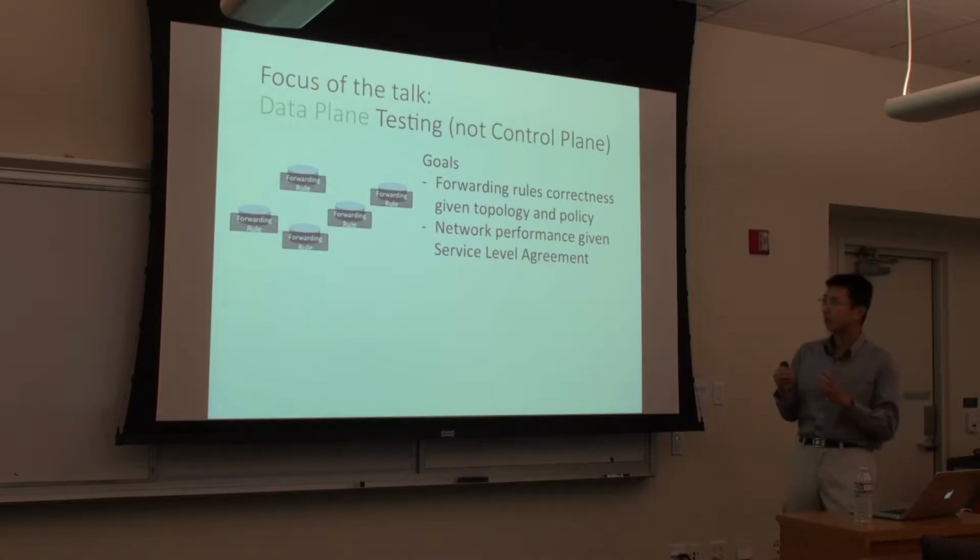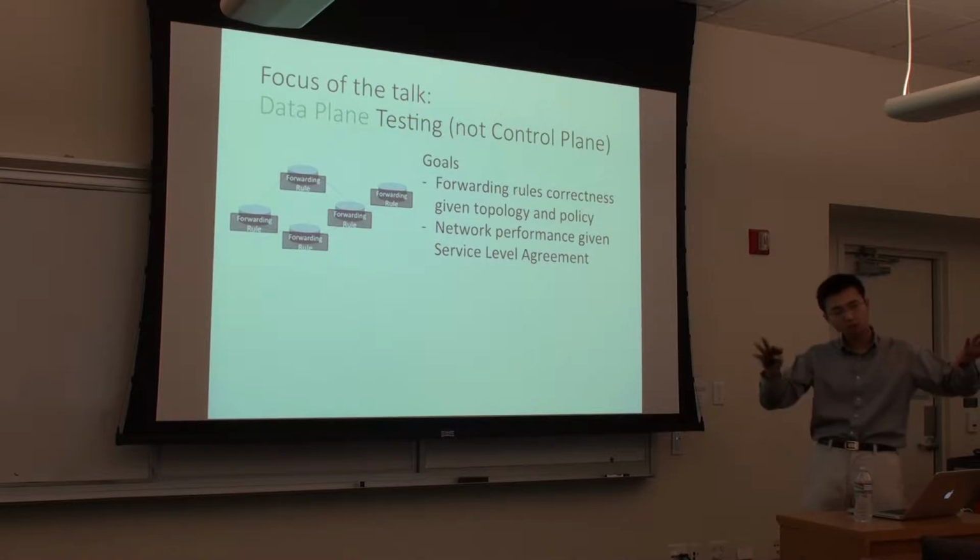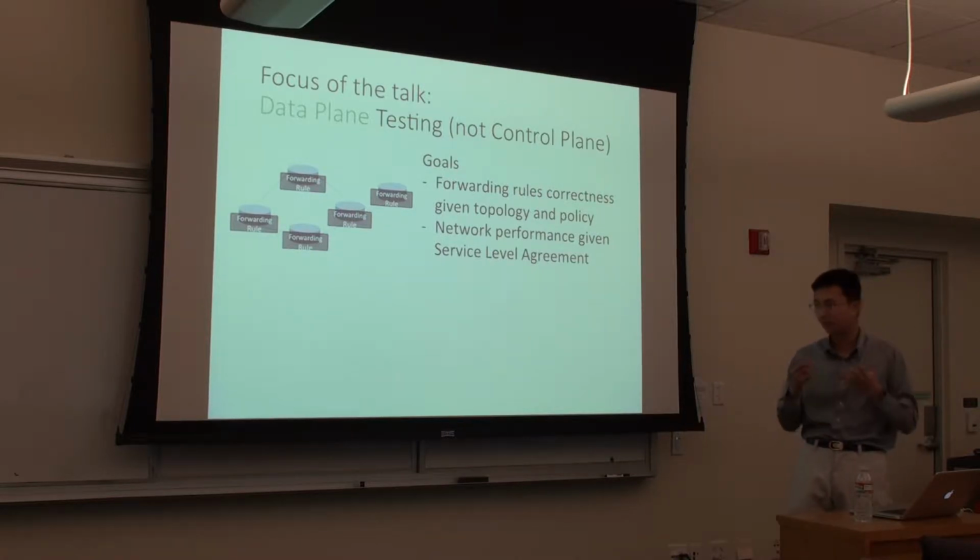So what do I mean by data plane? There are two main goals to verify the data plane. First, we want to verify the forwarding rules' correctness given the topology and policy. Topology is easy to understand, just how the networks are connected together. A policy is something like the front-end web server cannot talk to the back-end database directly.